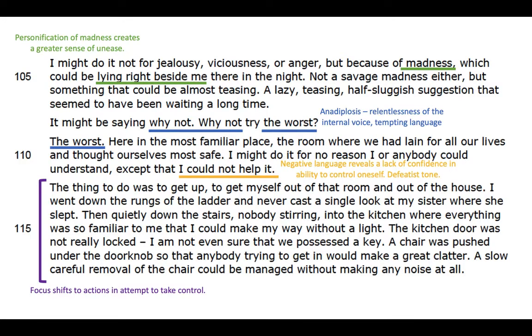But notice how very quickly she shifts the focus to her actions. Okay, so this is how she deals with it. Rather than just lying there and letting these thoughts take over that she cannot stop, she keeps herself busy. She gets out, she breaks down these activities, right? She goes down the ladder, she doesn't even look at her sister, she goes to the stairs, the kitchen, and so on, and then she gets out, okay? So this paragraph really shows that she shifts to actions, and that's the way she's taking control. She's not going to lie there and think. She's going to get up and do, okay?